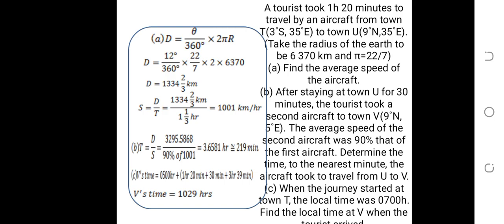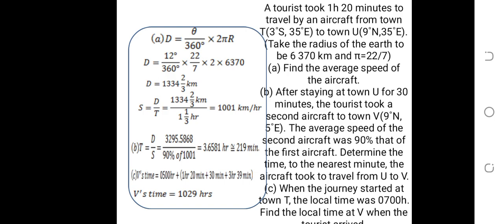A tourist took 1 hour and 20 minutes to travel by an aircraft from town T, 3 degrees south, 35 degrees east, to town U, 9 degrees north, 35 degrees east. Take the radius of the Earth to be 6,370 kilometers and pi to be equal to 22/7. A. Find the average speed of the aircraft.